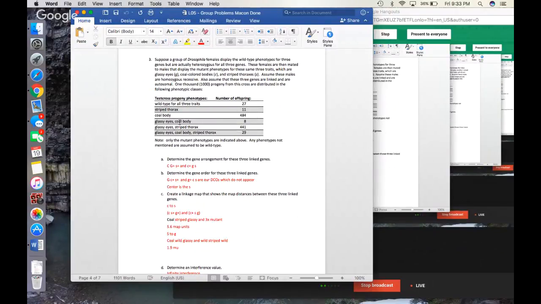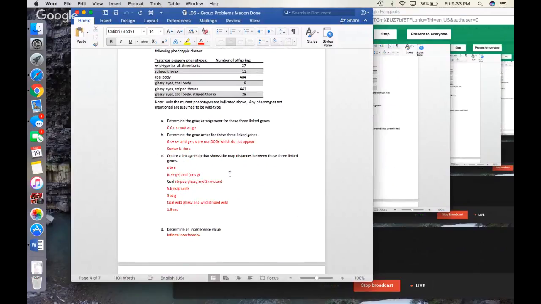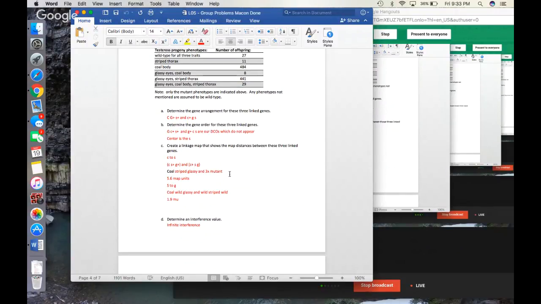And then for number 3, for our gene arrangements, same thing. The parental genotypes we have are going to be the C with the G plus and the S plus, and then the C plus with the G and the S. And then for the gene order, we figured that the center gene is going to be the striped thorax gene. That's the one that does the double crossover. And then when we set that into our linkage map, we have 56 map units between the G and the S, and then 1.9 map units between the glassy eyes and the striped thorax.